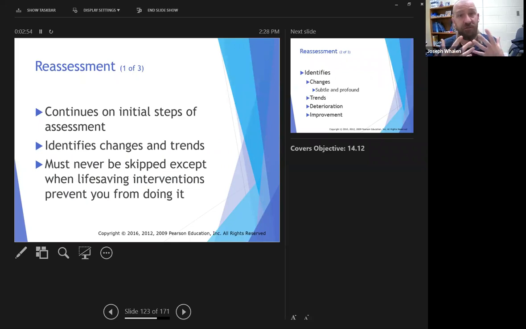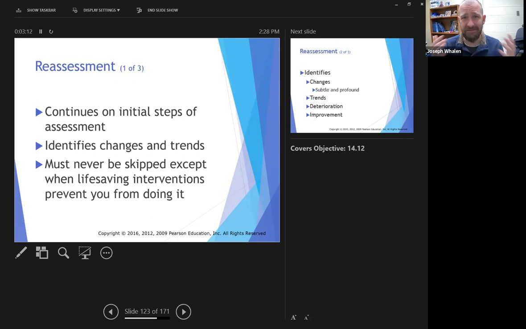Are our interventions working? Are they working well? Are they giving us the results that we hope for? Or, is it not working? Do we need to come up with a different plan of attack for the patient treatment there?